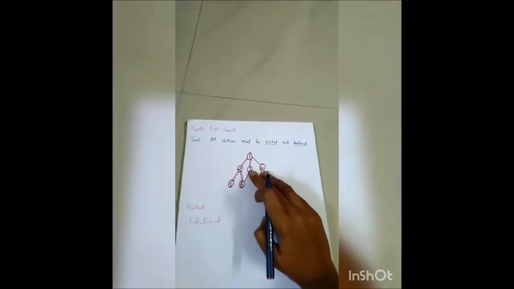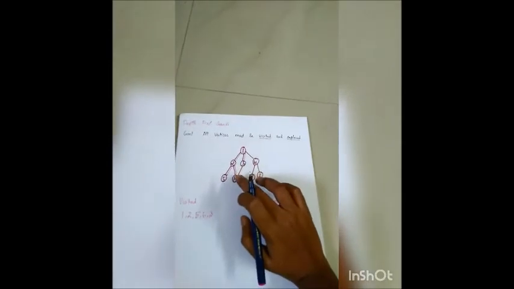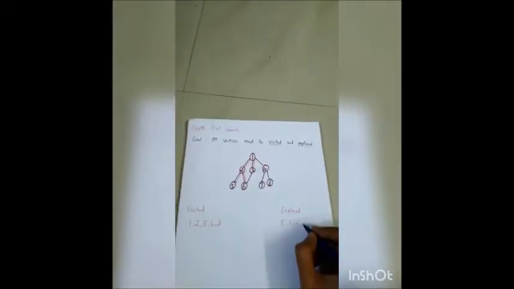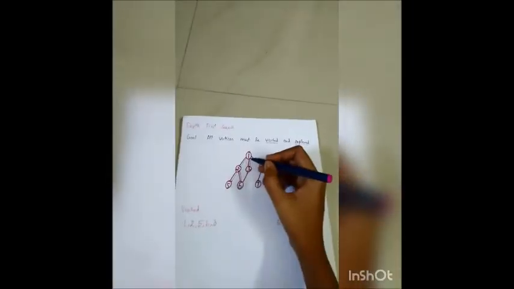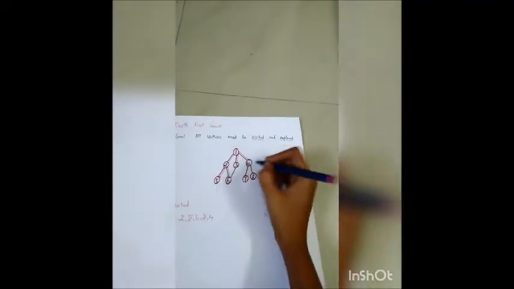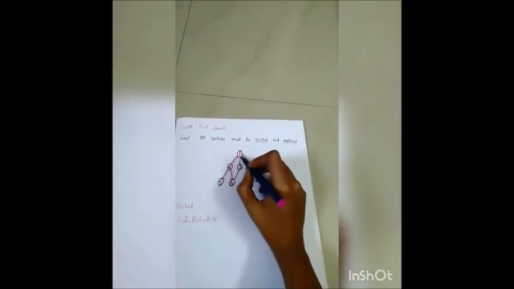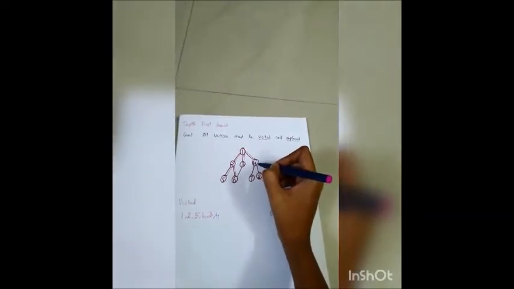So the adjacent vertex for vertex 3 is 6. 6 has already been visited. Now 3 is explored. Now you will go and resume the exploration of vertex 1. Vertex 4 will be visited. Now you will suspend the exploration of vertex 1 and you will start exploring vertex 4.